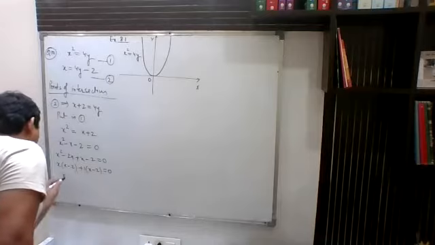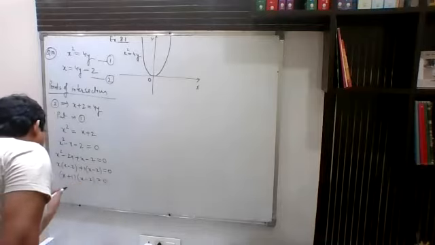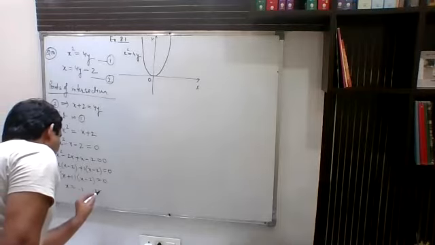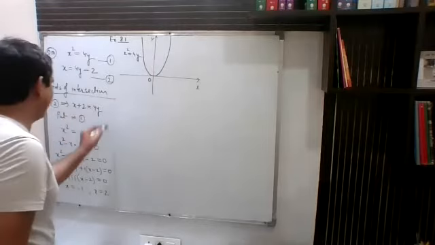So after calculations you can see that you will get two roots: x is equal to minus 1 and x is equal to 2. So these are the two values for x. We are finding the points of intersection by solving equations 1 and 2 simultaneously. Now correspondingly, we will get the value of y from here.